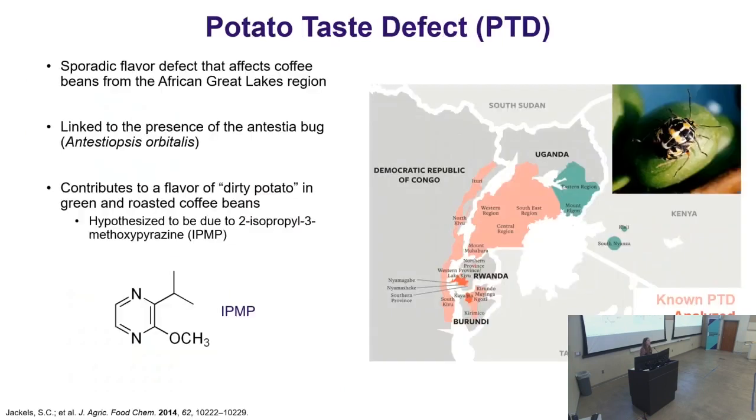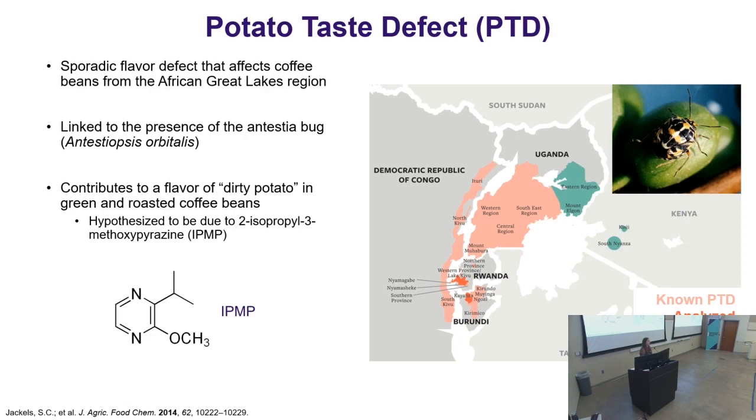Today I want to talk about one type of flavor defect that can affect roasted coffee beans, and that's known as potato taste defect. This is a sporadic flavor defect that affects coffee in the African Great Lakes region, so areas such as Uganda, Rwanda, and Burundi. It's been linked to the presence of this Antestia bug that basically feeds upon the coffee fruit as it's being grown. And it ultimately contributes this flavor of dirty potato, as the name implies, in both green and roasted coffee beans.